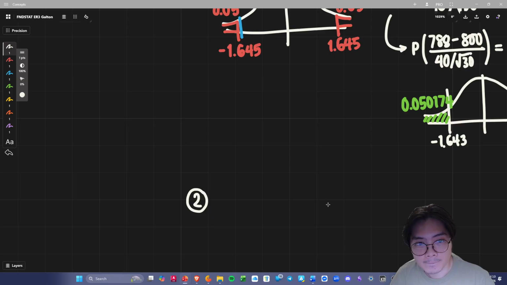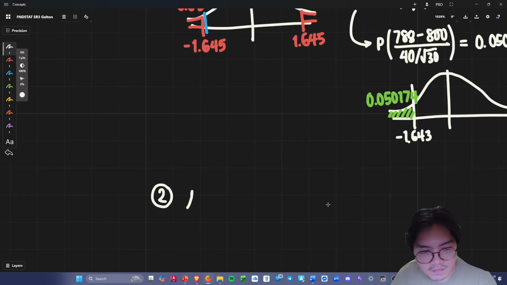Now, let's try this out. We have essentially 20,000 kilometers per year.